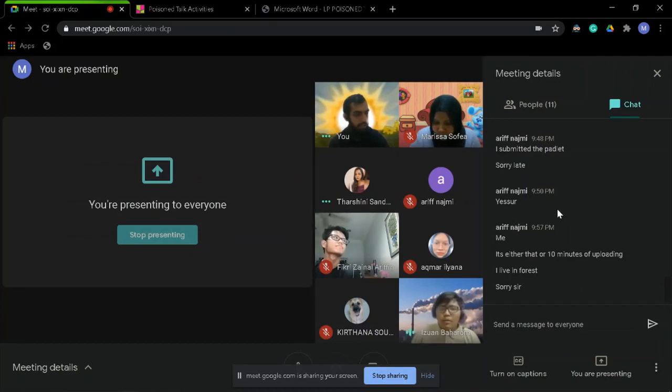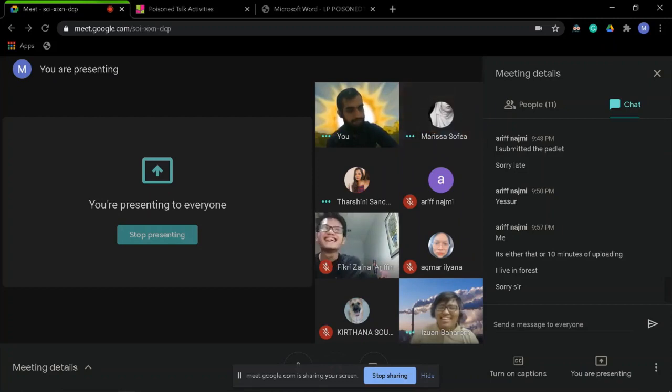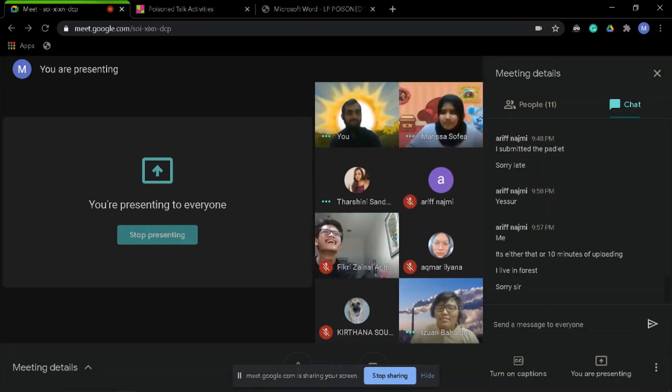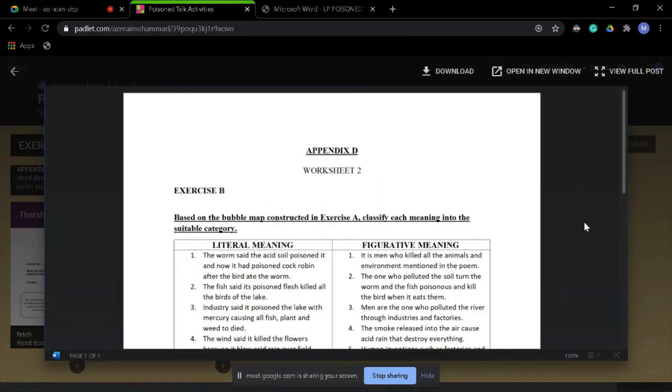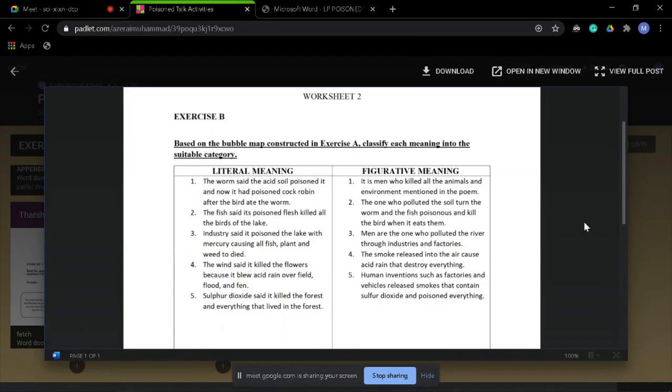I would like one group to read your answer. Which one is the figurative meaning and which one is the literal meaning? Okay, for literal meaning number one: the acid salt poisoned it, and now it had poison, called Robin after the bird ate the worm. And for the figurative meaning, number two: the one who polluted the soil turned the worm and the fish poisonous and killed them. For the literal meaning number two, the fish said its poison flesh killed all the birds of the lake.